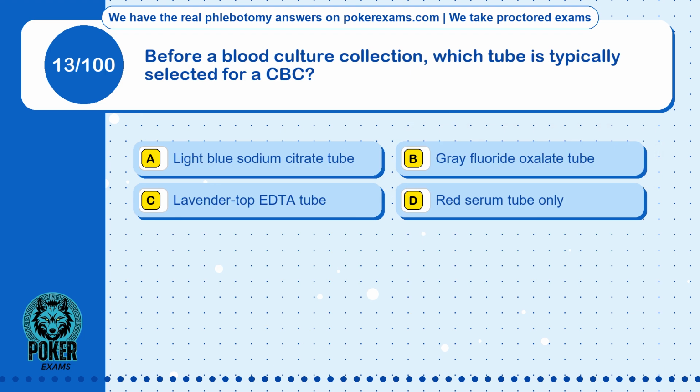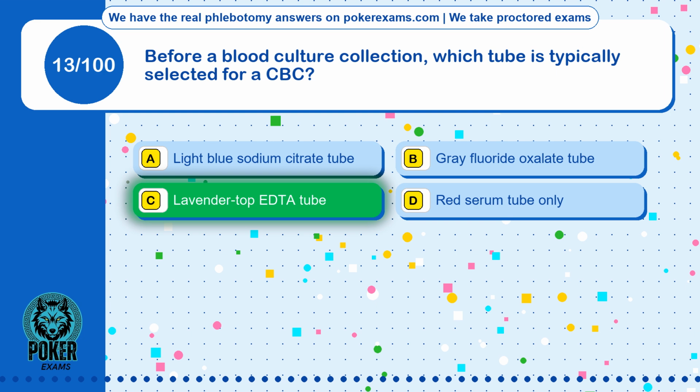Question 13. Before a blood culture collection, which tube is typically selected for a CBC? Option A, light blue sodium citrate tube. Option B, gray fluoride oxalate tube. Option C, lavender top EDTA tube. Option D, red serum tube only. The correct answer is option C.